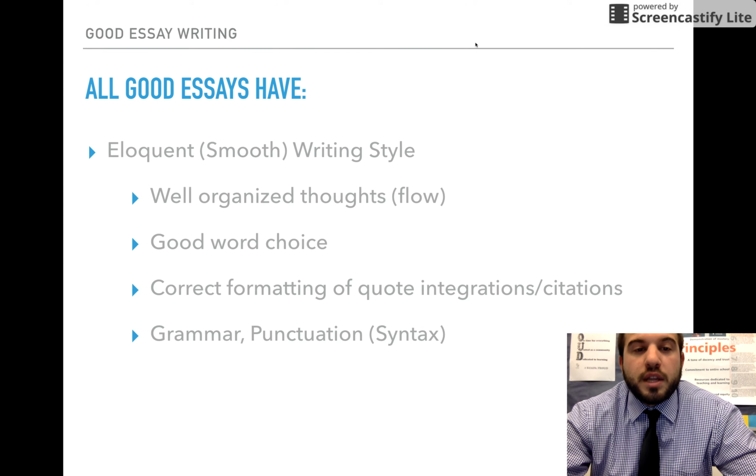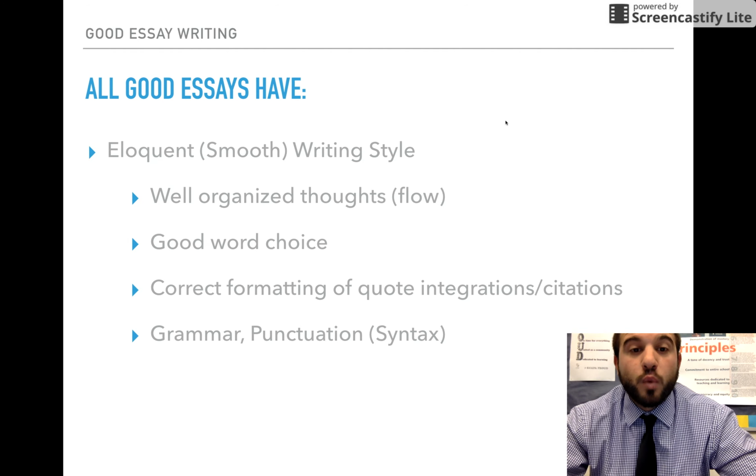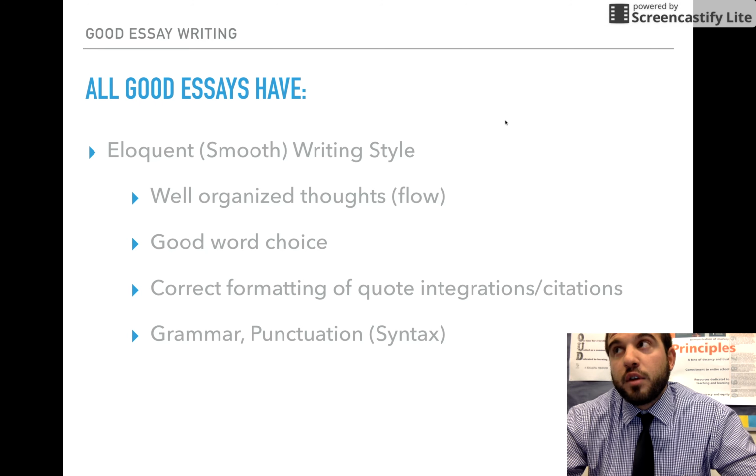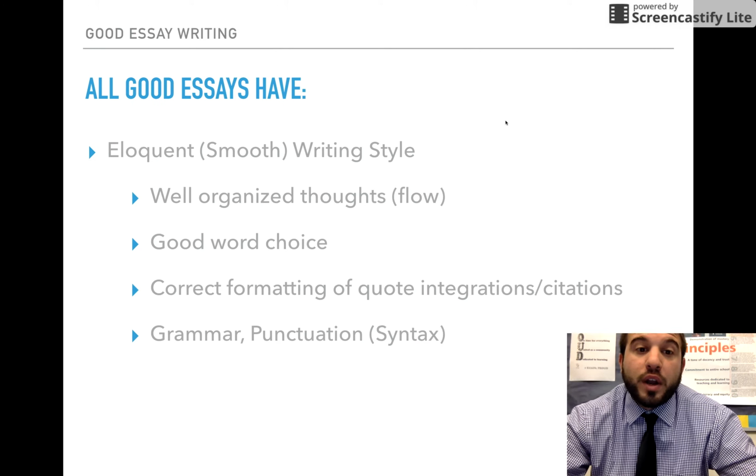So, underneath eloquent writing style, here are some additional components that help you understand what I mean by smooth writing style. If your thoughts are well organized, it means that your paper flows. Rather than having different sections of a paper, a good paper is more coherent if there are simply well-organized thoughts and good transitions that help you move from one idea to another without the paper seeming like it pauses or has breaks in it. You also need to make sure you're having good word choice.